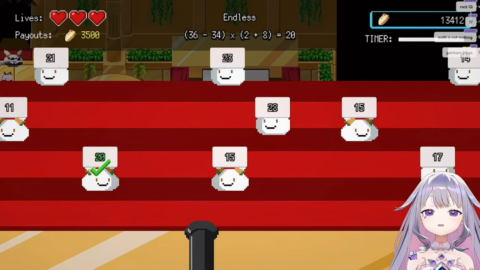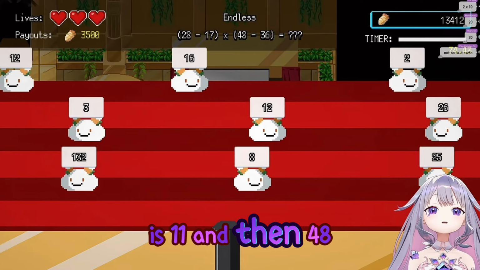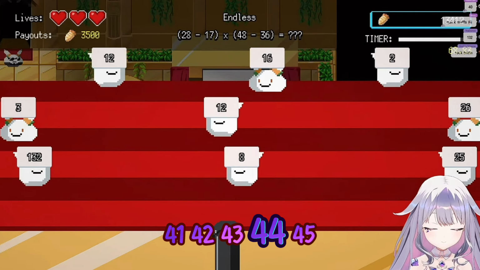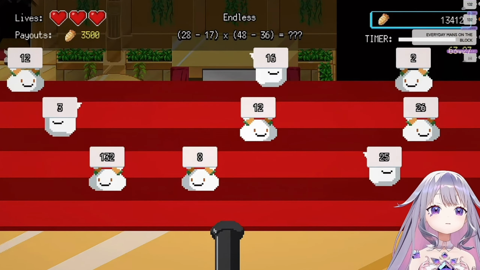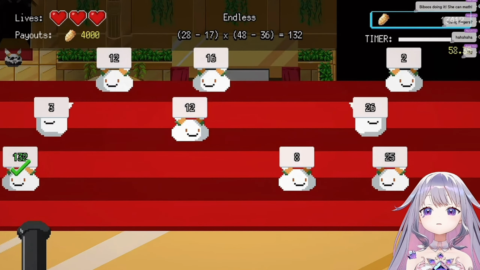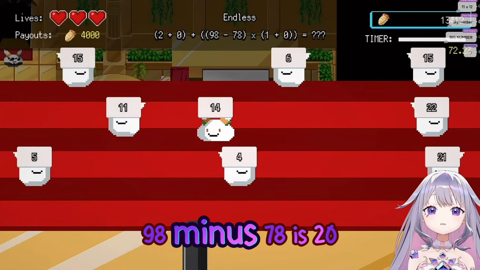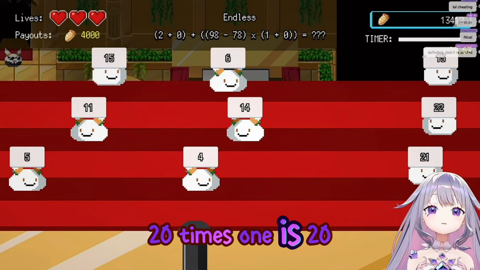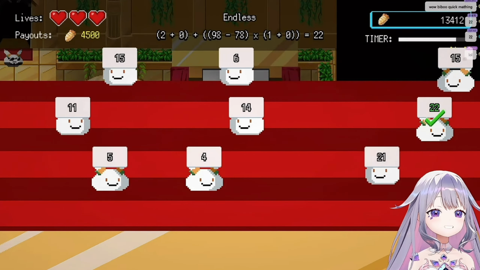20! Quick maths. And then 28 minus 17 is 11. And then 48 minus 36. 36, 37, 38, 39, 40, 41, 42, 43, 44, 45, 46, 47, 48. 12! 11 times 12 is... 98 minus 78 is 20. 20 times 1 is 20. 22! 22! Come here. Okay.